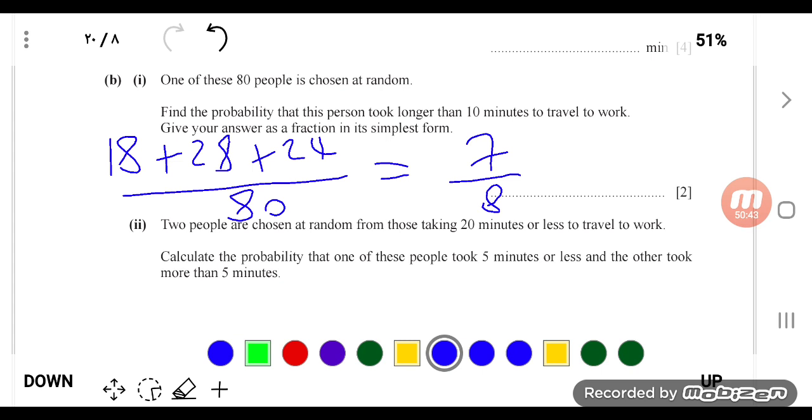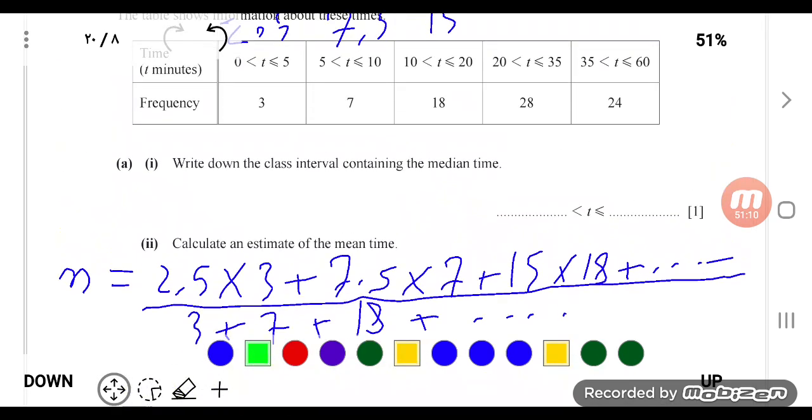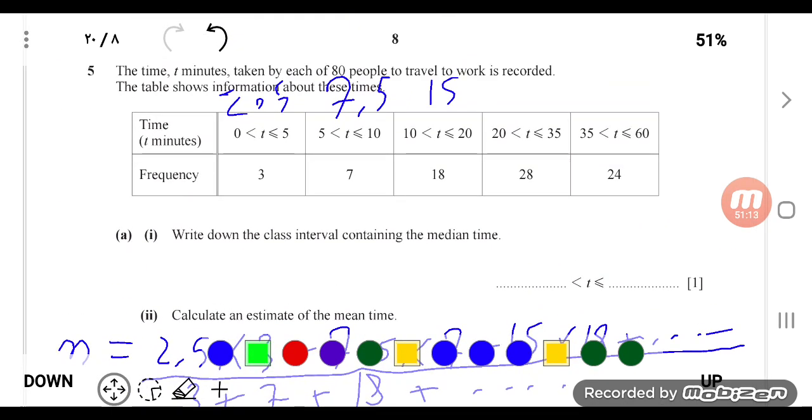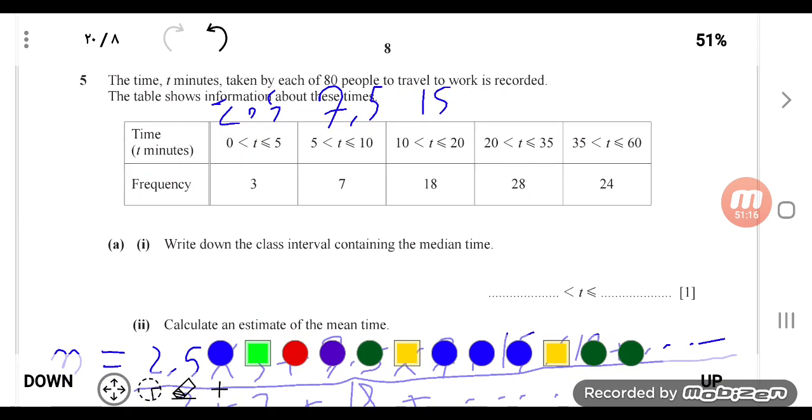Next question. Two people are chosen at random from those taking 20 minutes or less to travel to work. Calculate the probability that one of these people took 5 minutes or less and the other took more than 5 minutes. Okay, let's count how many took 5 minutes or less and how many took more than 5. So let's go back again to the table and let's see how many took less than 5. 3 took less than 5.